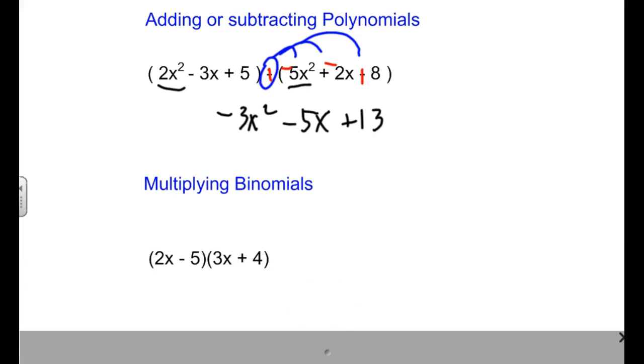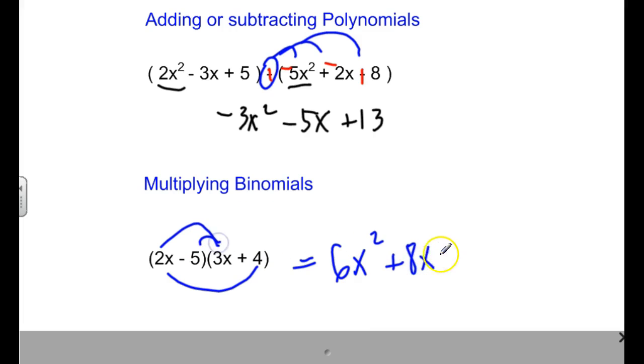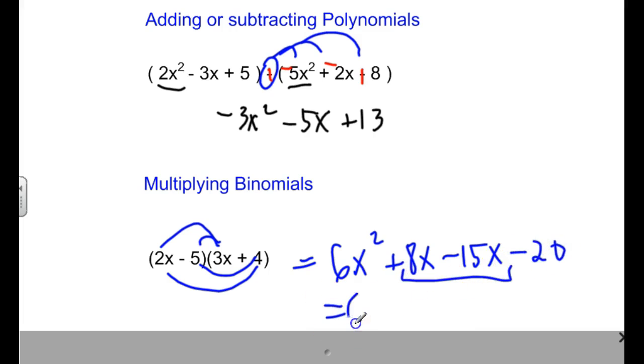In fact, you might have a fancy name called FOIL to do these kinds of things. First times first is 6x squared, outside plus 8x, inside minus 15x and last minus 20. Typically, the two middle guys go together. 6x squared minus 7x minus 20. And you got it.